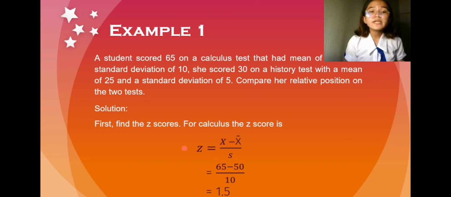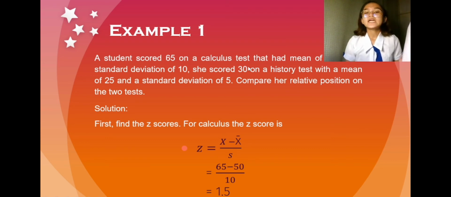A student scored 65 on a calculus test that had a mean of 50 and a standard deviation of 10. On the other hand, she scored 30 on a history test with a mean of 25 and a standard deviation of 5. So, in this problem, compare her relative position on the two tests, the calculus test or the history test.